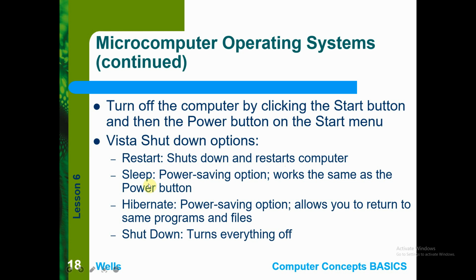Within sleep, it is sort of a power saving option, but it will still continually run the programs and the OS in the background. Basically, shutdown turns off the computer. Sleep is more of a power saving option. Whereas for hibernate, this is also a power saving option, but it allows you to return to the same programs and files that you left last time.